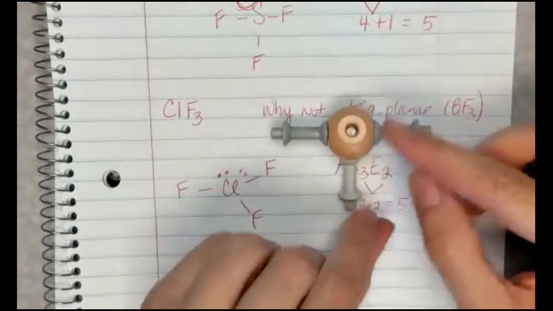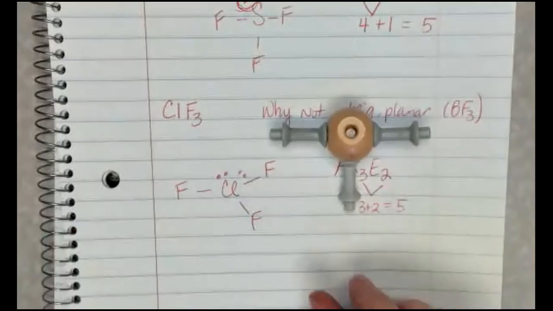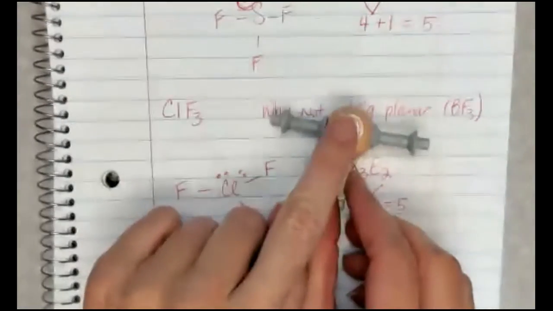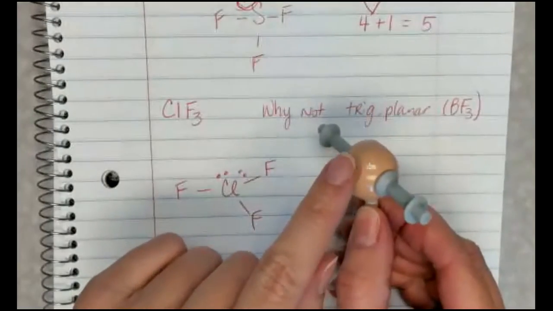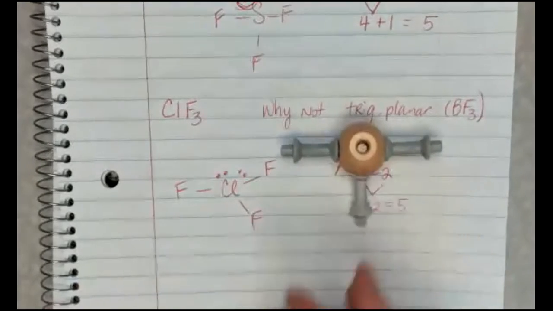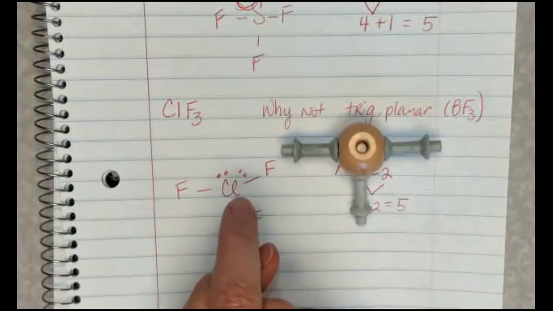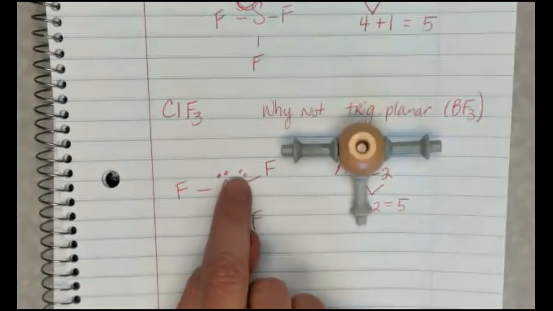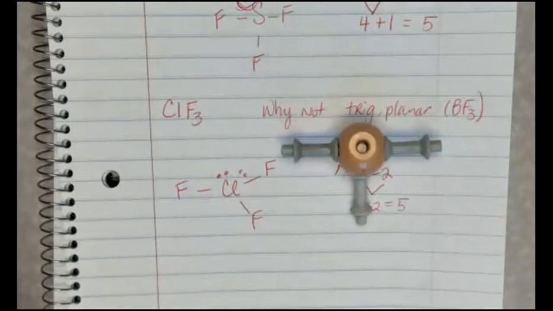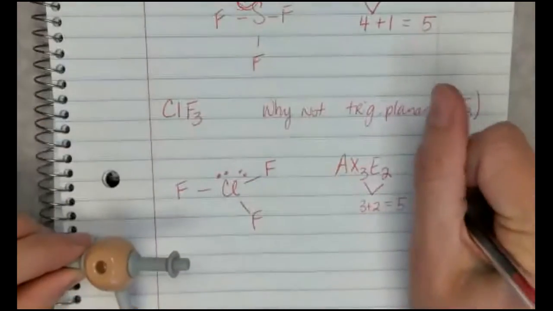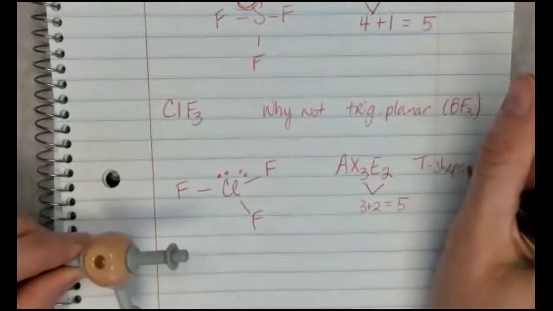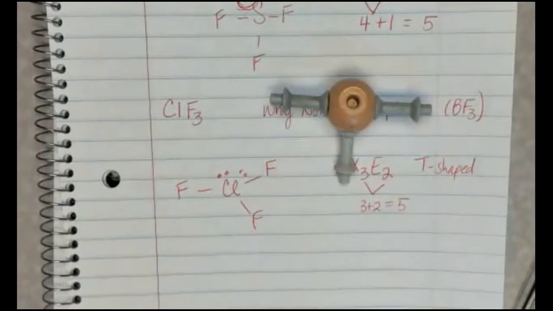So it has the same AX5 start or base. But again, there's a lone pair here and there's another lone pair here. So that means it's not going to be that 120-degree bond angle like we saw with boron trifluoride, because those lone pairs are in the way. So this one would be T-shaped, just because it comes under that AX5 umbrella.